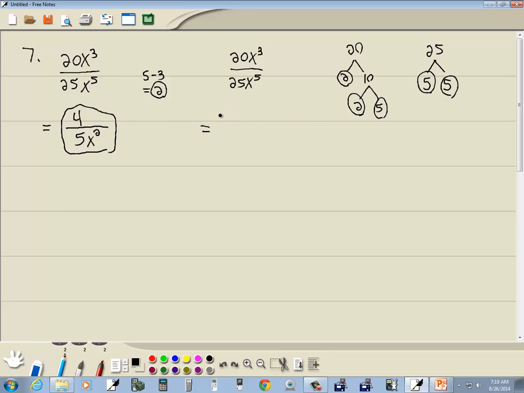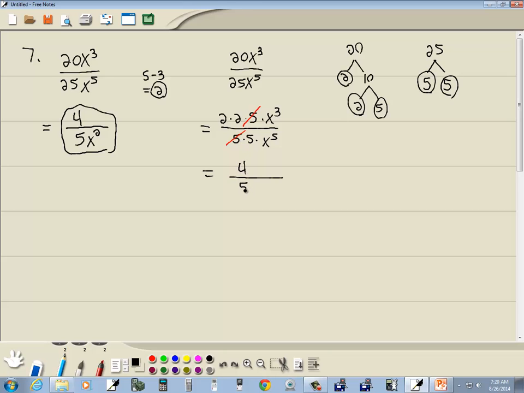Okay, so up on top, we're going to have 2 times 2 times 5 times x to the third. And down below, we'll have 5 times x to the fifth. Like I say, I'm not going to do the x's. I'm going to use my note on that. Okay, well, here's a 5. Here's a 5. So those cancel. And I guess that was it. 2 times 2 is 4.